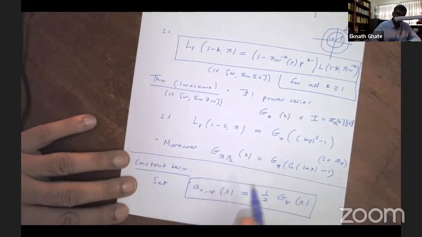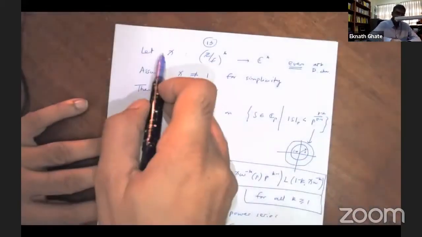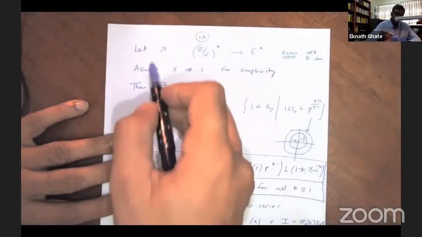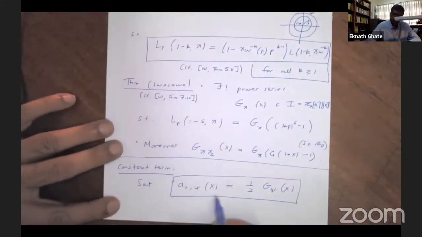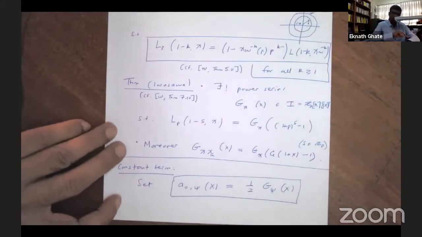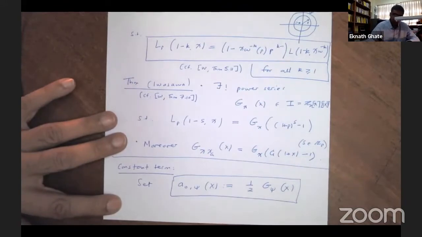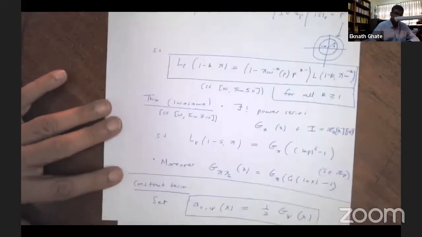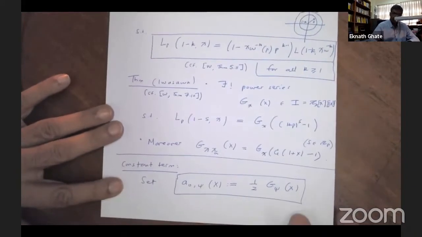Okay, so from the Kubota-Leopold periodic function, we are applying this with chi to be psi, and we let A0 psi of x be half G psi of x. So this is just an ad hoc definition for now. Now let us see if this really works out. So some nice computation will show this is exactly the right thing.